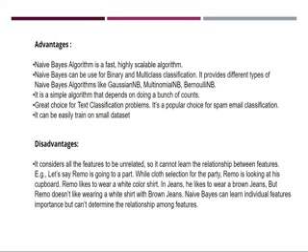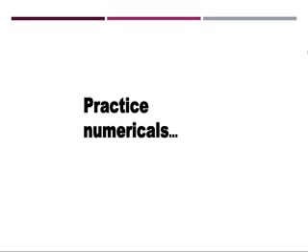Then Bayes theorem. Bayes theorem is based on conditional probability. Conditional probability is a measure of the probability of an event occurring given that another event has occurred. So the formula can be read as probability of A occurring given evidence B has already occurred is equal to probability of B occurring given evidence A has already occurred times probability of A occurring divided by probability of B occurring.